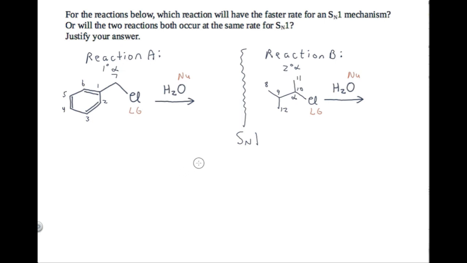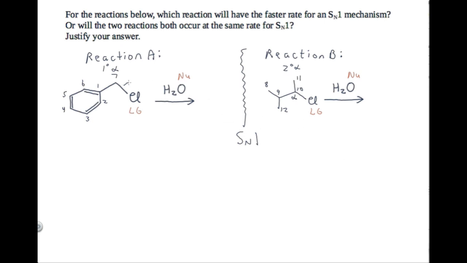But remember, we've learned that there's another factor that affects the alpha carbon. It's not just whether it's primary, secondary, or tertiary. You also have to check whether the carbocation has any resonance stabilization. So let's not end the problem too soon. Let's go further and see if either carbocation would have resonance stabilization.